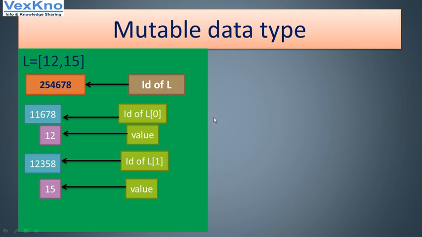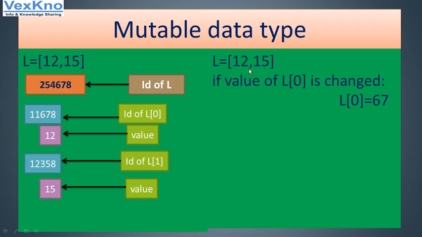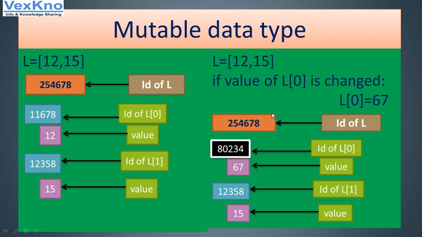Now let us try to change the value of 12. We want to change the value of L0. L0 now has 67, and 67 has another ID. So now L0 will be referring to that ID only. That means the ID of L will not change, but what will change? The address of L0 will change. So in this way the values are modified in the case of a mutable data type.